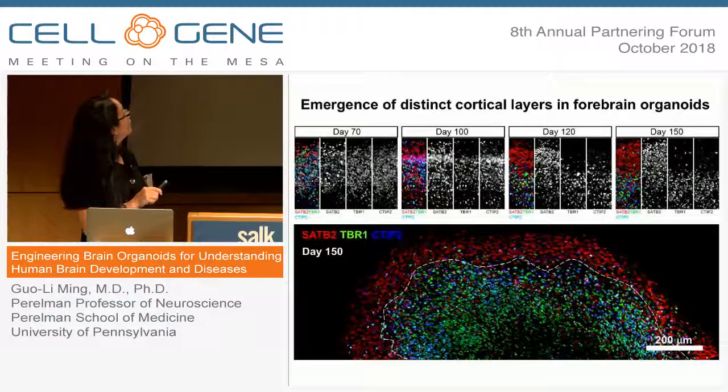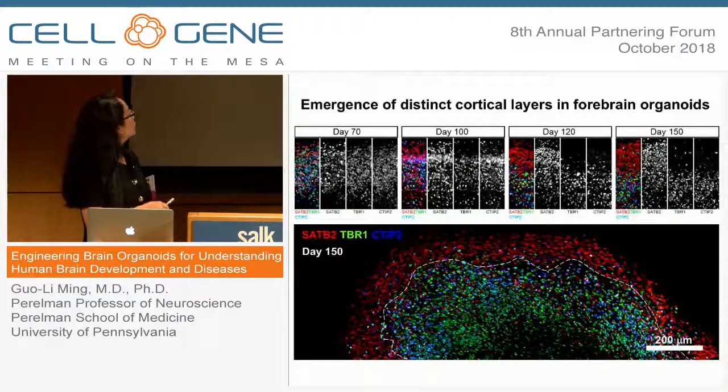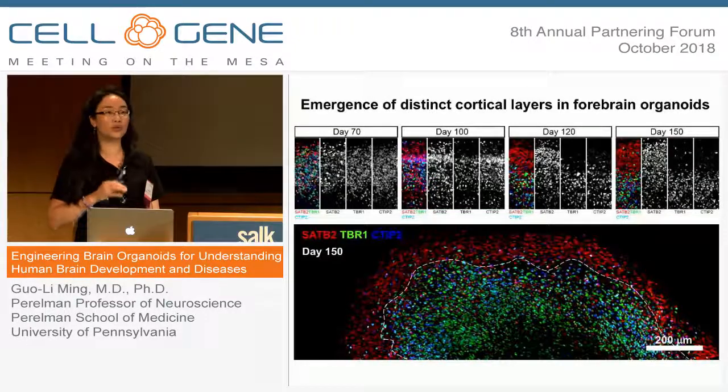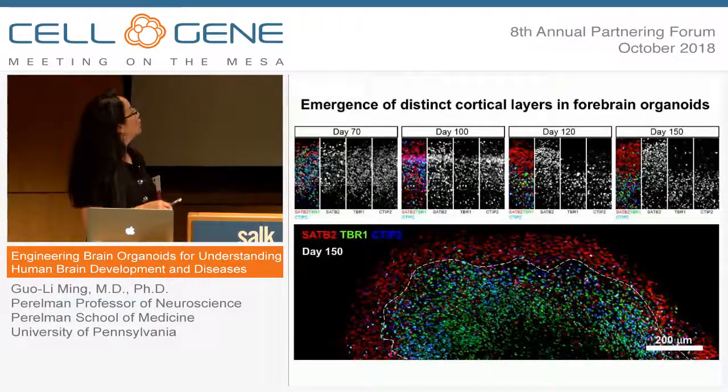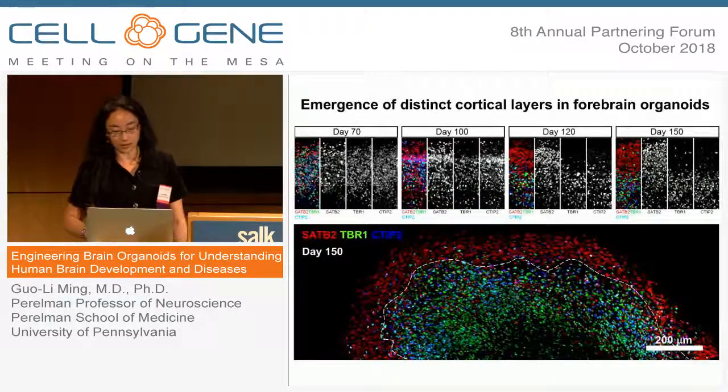So showing here at early time points, day 70, day 100, we also have this mixed population of neurons that express both SATB2, the superficial layer marker, and deep layer markers, TBR1 and CTIP2. So you can see this population of cells are all mixed together. However, starting from 120 days, you start to see the separation and distinction of these superficial layer neurons and deep layer neurons. This is a more global view of a single organoid. You can see clear separation of the superficial layer and deep layer neurons in our organoids.